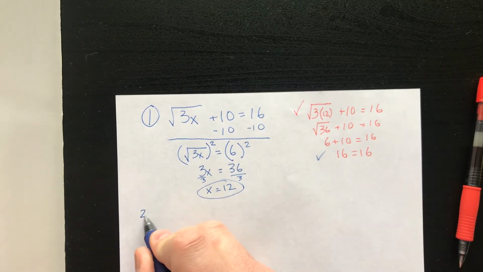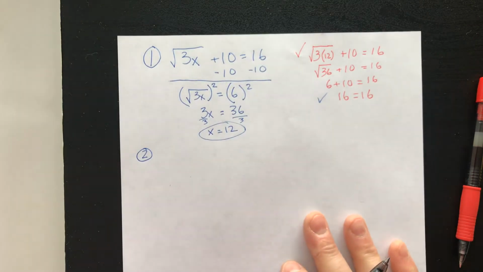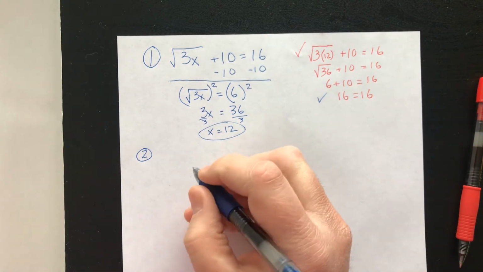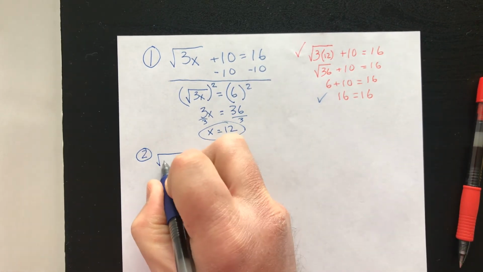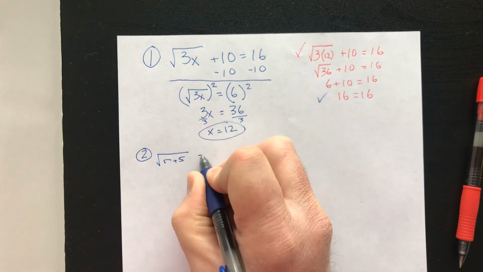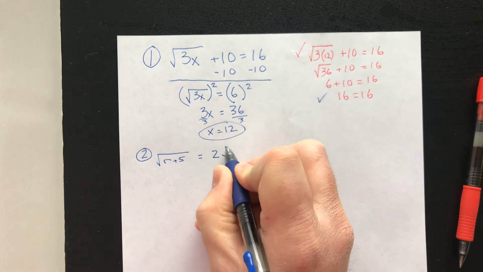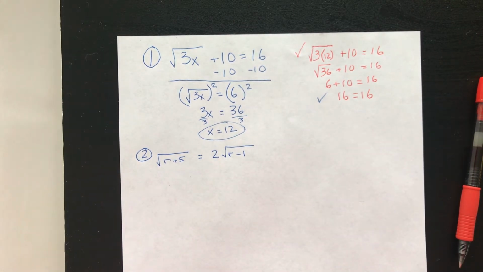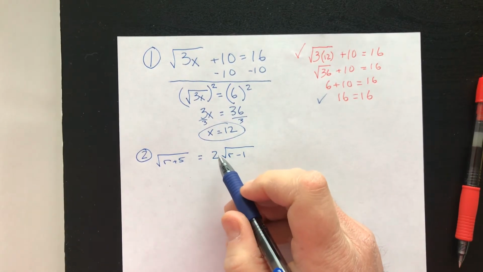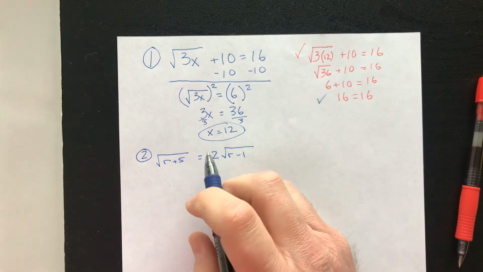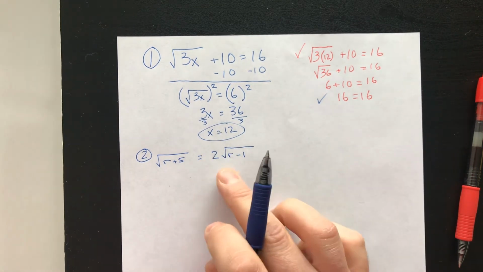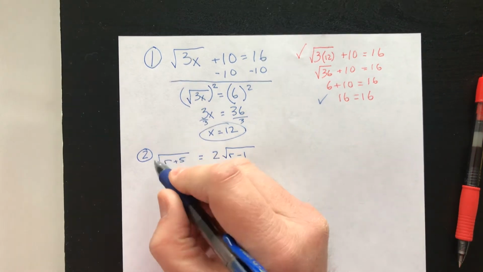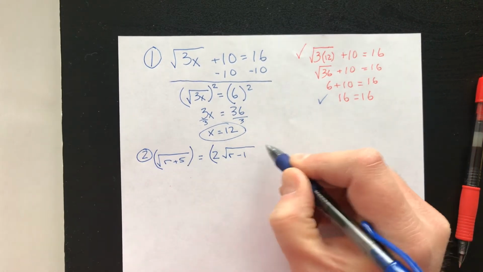All right, number 2. Number 2, we have the square root of r plus 5 is equal to 2 square root of r minus 1. Now, this 2 is on the outside of the radical, but you don't add or subtract anything. You just leave it alone for now. If it was 2 plus, then that would be a different story. But they're not going to give you anything like that. We can just start by squaring everything.